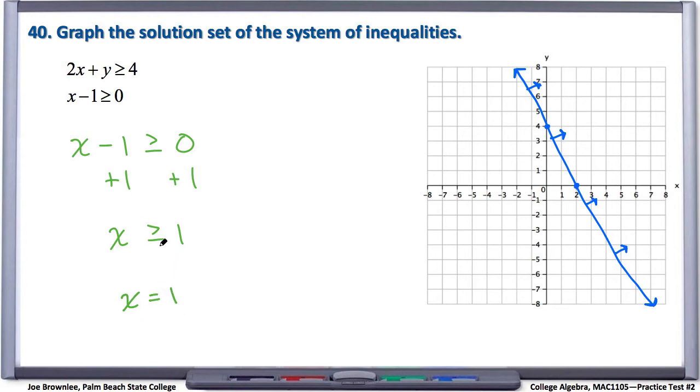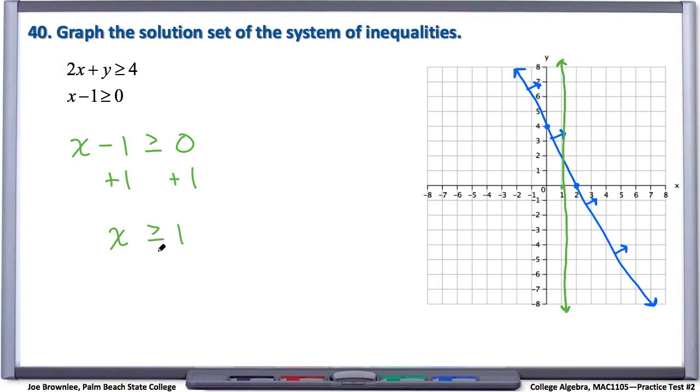And again, we're going to graph this line with a solid line because the inequality is greater than or equal to. So here's positive 1 on the x-axis, and we're going to have just a solid line. And again, we'll pretend that line is straight. All right, and now we have to determine which side of this line to shade. Are we going to shade on the left-hand side of the green line, or are we going to shade on the right-hand side of the green line?